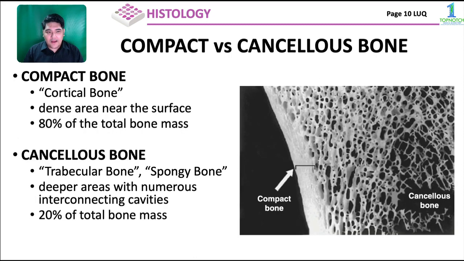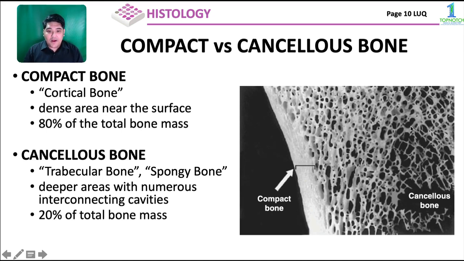Inorganic and organic. Now, we have two types of bone, your compact bone and your cancellous bone. Compact bone is also known as your cortical bone. It is a dense area, obviously, and this is usually 80% of the total bone mass. Cancellous bone, the other term is trabecular bone or spongy bone, because it really looks like a sponge, correct?